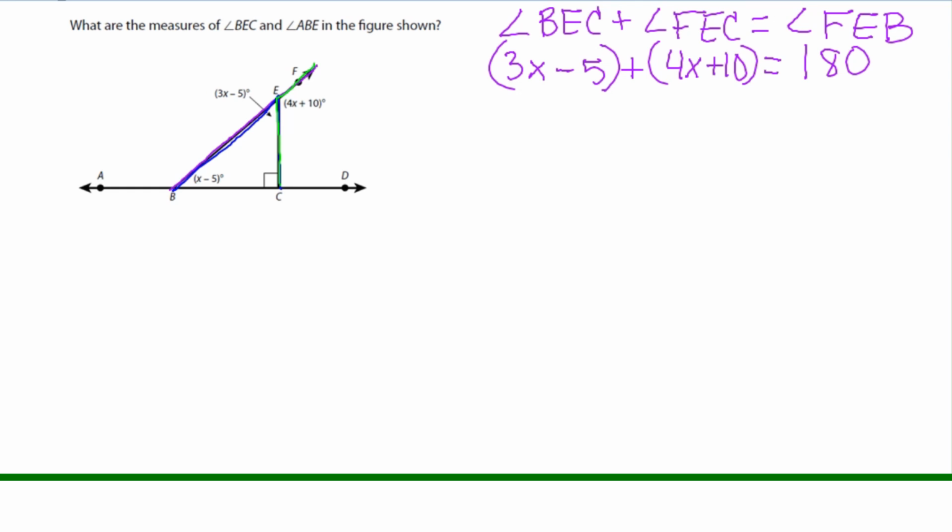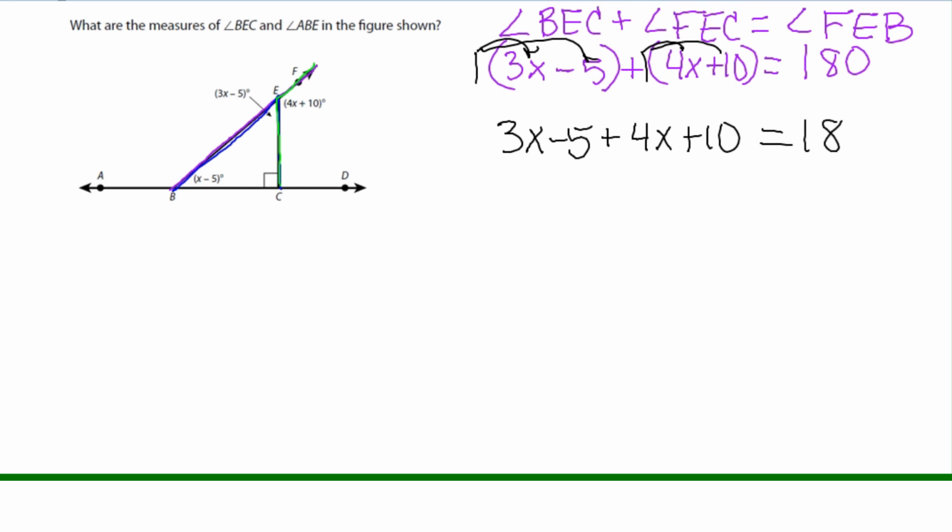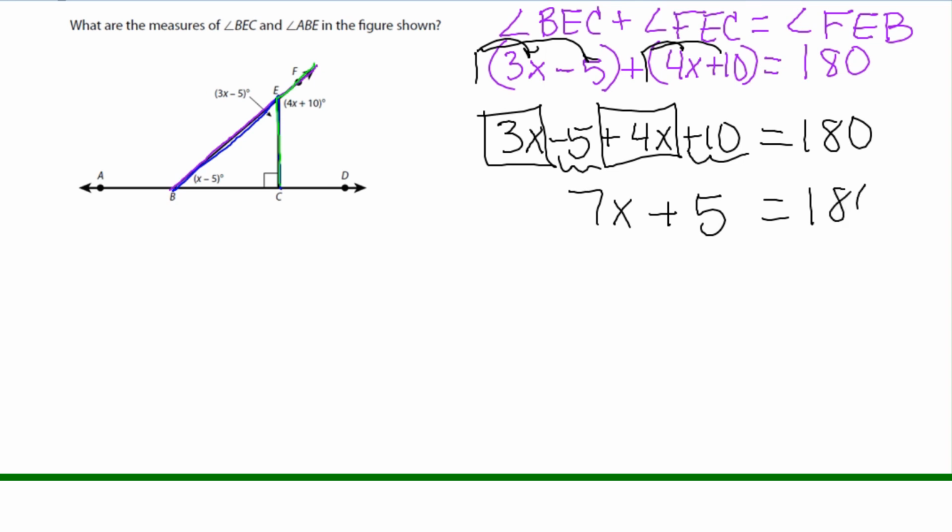So now I have to start solving. I'm going to get rid of the parentheses by distributing a 1 inside, which leaves me with 3x minus 5, and I'll do the same thing here. So 3x minus 5 plus 4x plus 10 is equal to 180 degrees. Now I need to combine my like terms. My like terms are a positive 3x and a positive 4x, which is 7x, and then I have negative 5 and positive 10, which is a positive 5. And all of that is equal to 180.